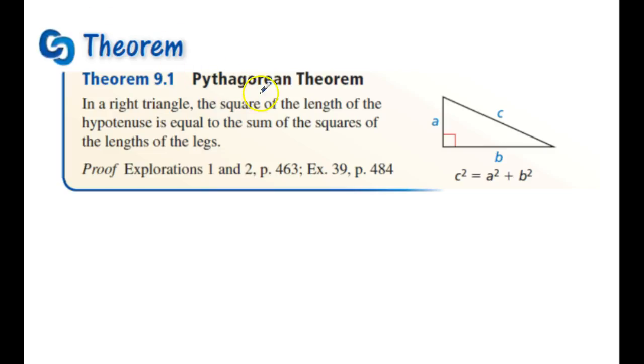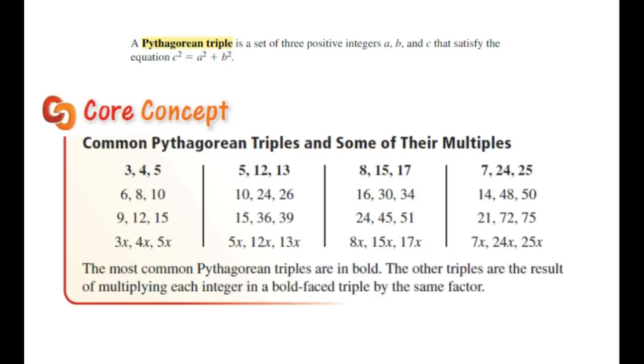So here's the Pythagorean theorem, and hopefully you've seen this before. In a right triangle, and we're always talking right triangles when we use the Pythagorean theorem, the square of the length of the hypotenuse is equal to the sum of the squares of the lengths of the sides. So a squared plus b squared equals c squared. And c is always going to be the hypotenuse, which is across from my right angle. That's the biggest thing to keep in mind there.